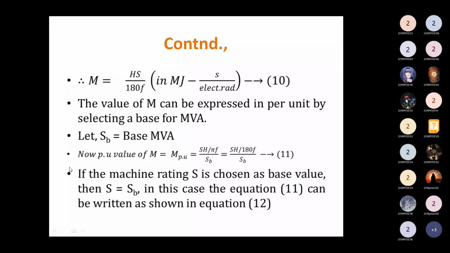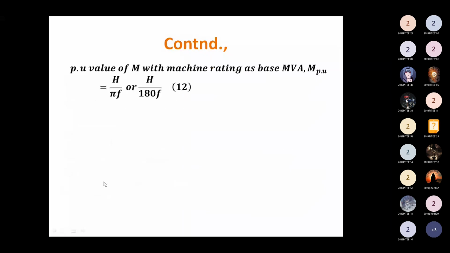If the machine rating S is chosen as the base value, then S is equal to SB. In that case, 11 and 12 can be rewritten as H by pi F or H by 180 F. So this is the actual per unit value of the moment of inertia with your machine rating as base MVA, M per unit.